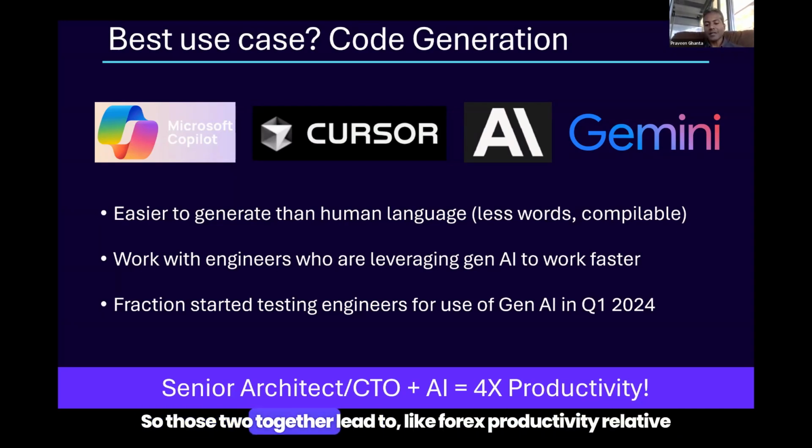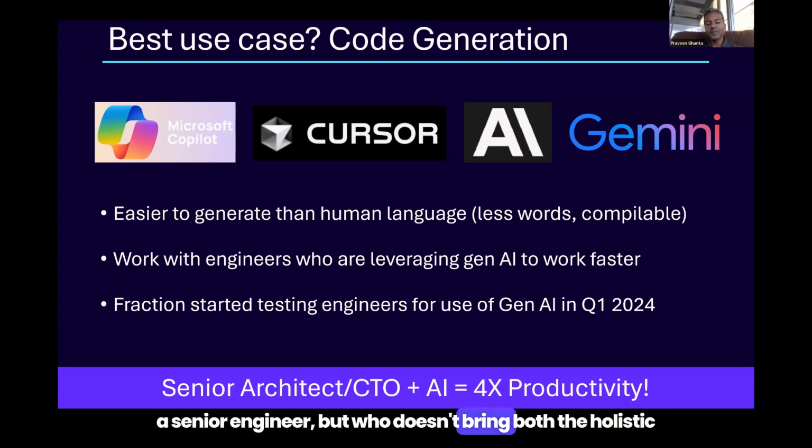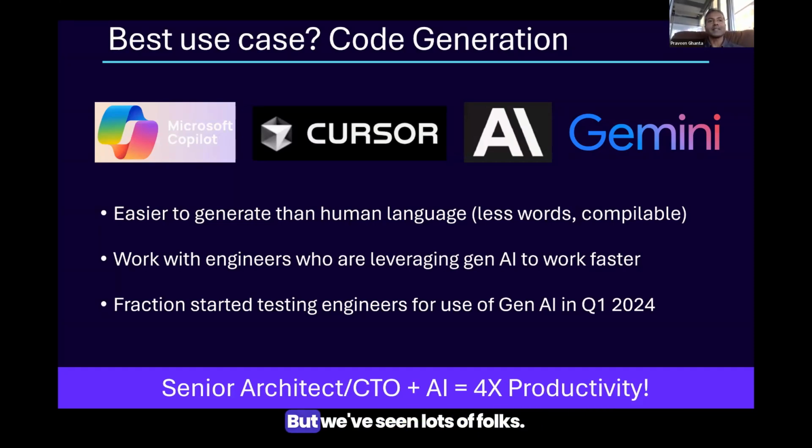So those two together lead to like 4x productivity relative to a rank and file individual contributor that is maybe a senior engineer, but who doesn't bring both the holistic thought that someone who's had to be in that senior role brings to the table, and also the ability to use the AI. So that 4x productivity gain, and I think, Jeremy, you're absolutely an example of someone who's doing that. But we've seen lots of folks. We had an engineer who's quite senior who knocked out an MVP of a very interesting tool, which is doing real-time analysis of legal cases.